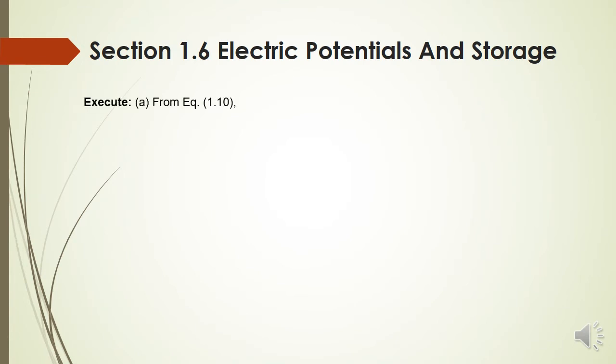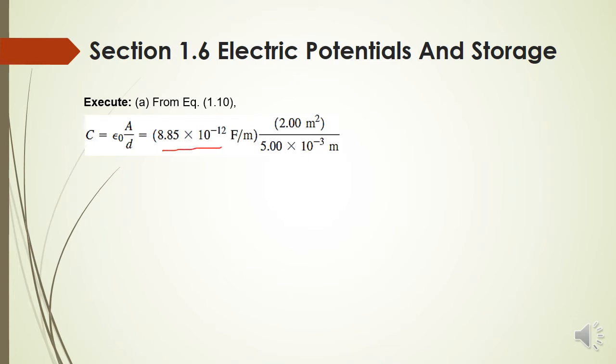For the capacitance, equation 1.10, the EO is given as 8.85 times 10 to the minus 12 farad per meter. Area is also given, 2 meters squared, and the distance is also given, 5 millimeter or 5 times 10 to the minus 3 meter. That is equivalent to 3.54 times 10 to the minus 9 farad or 0.00354 microfarad.